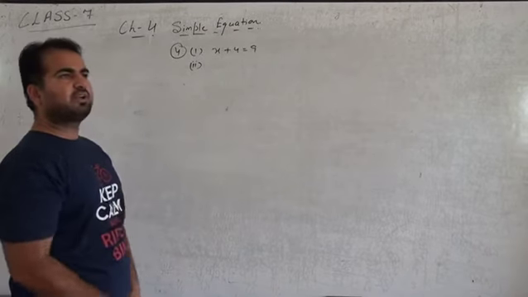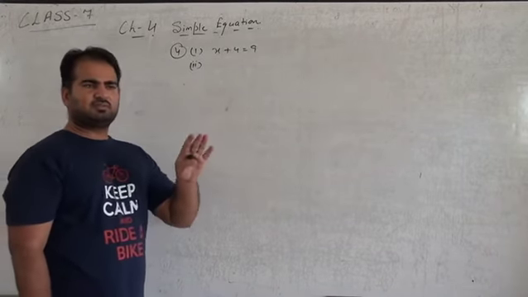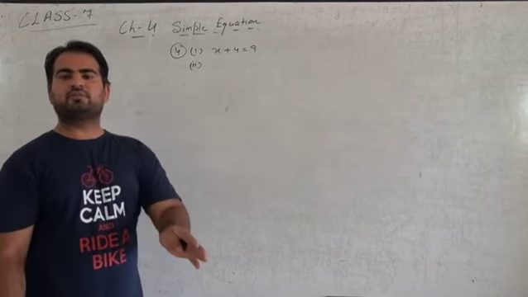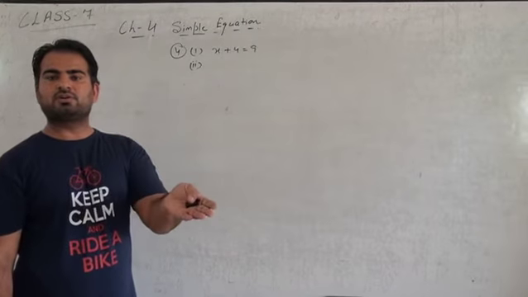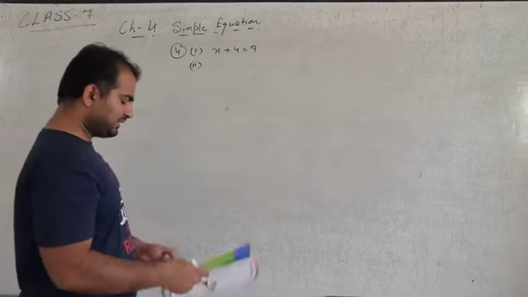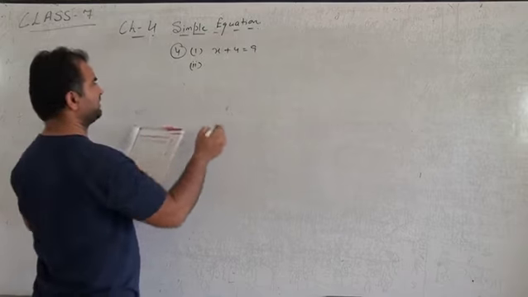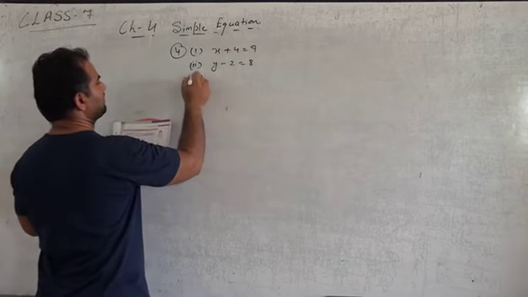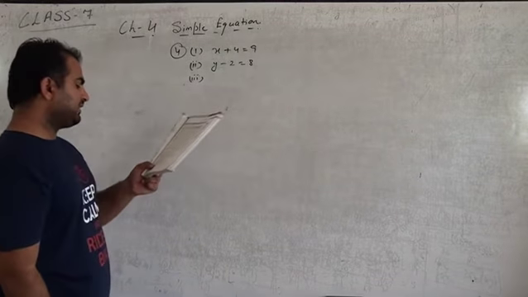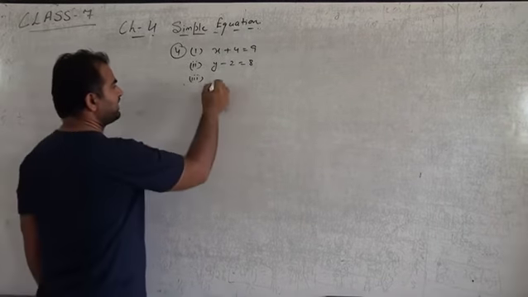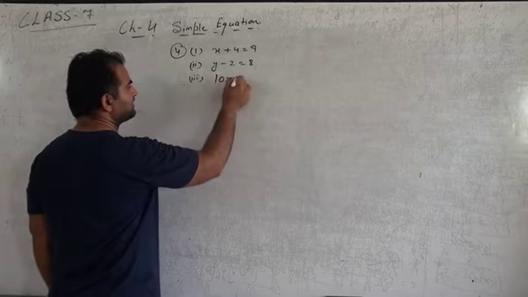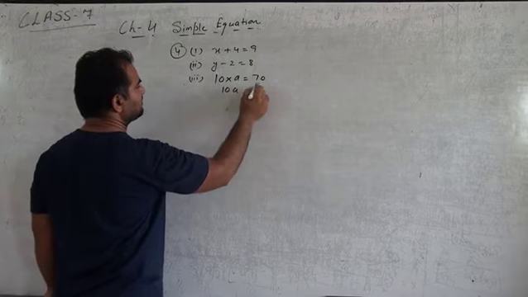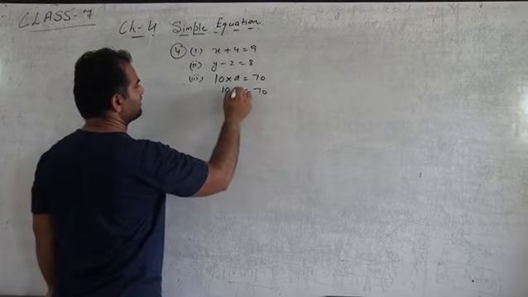Second is 2 subtracted from y. Okay, let us see what it is telling. 2 subtracted from y. What we have to do is we have to subtract 2 from y. So it will be y minus 2 equals to 8. Y minus 2 equals to 8. Third, 10 times a equals to 70. 10 times a, it means 10 into a equals 70, or we can say that 10a equals to 70.